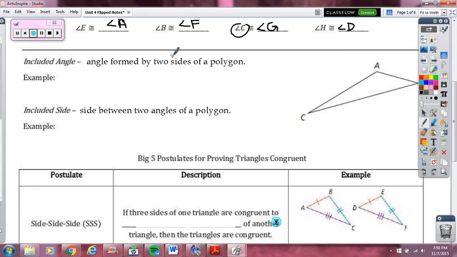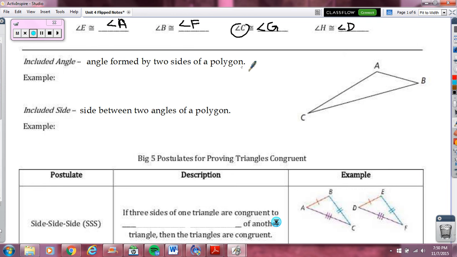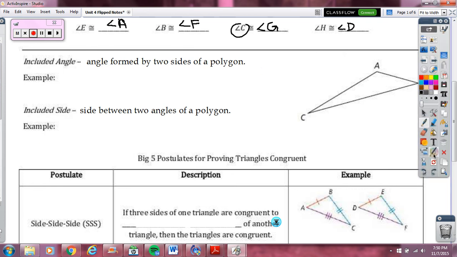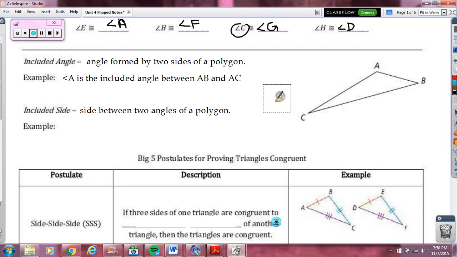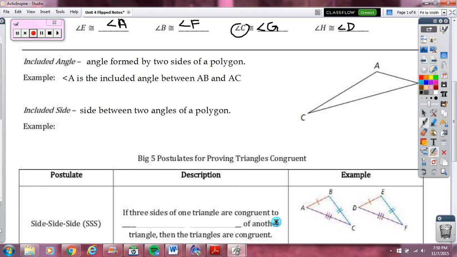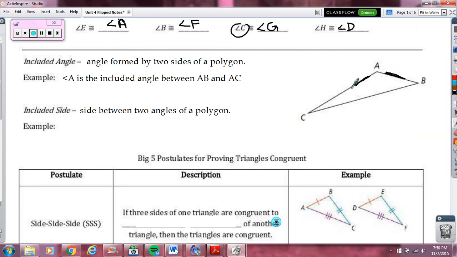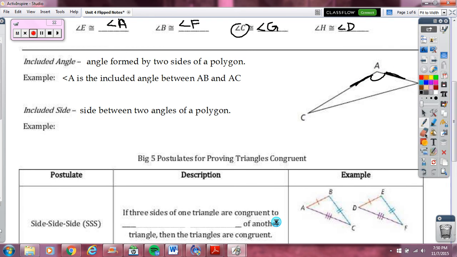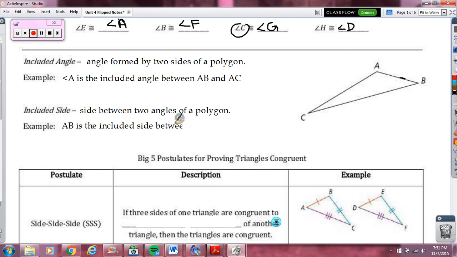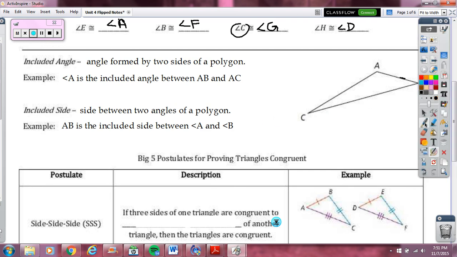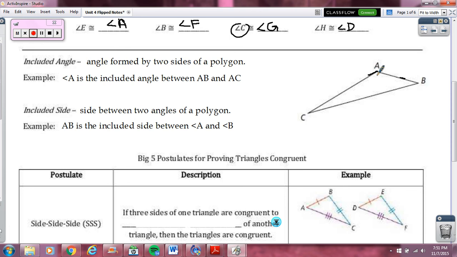More vocabulary. An included angle is the angle that's formed by two sides of a polygon. An example that we're going to look at is angle A is the included angle between side AB and side AC. So all that's saying is like here's AB, here's AC, A is the one that's in between them. We've also got an included side, which is the side in between two angles of a polygon. So for example, AB is the included side between angle A and angle B. So like here's angle A, here's angle B, here's AB, the one in between them.